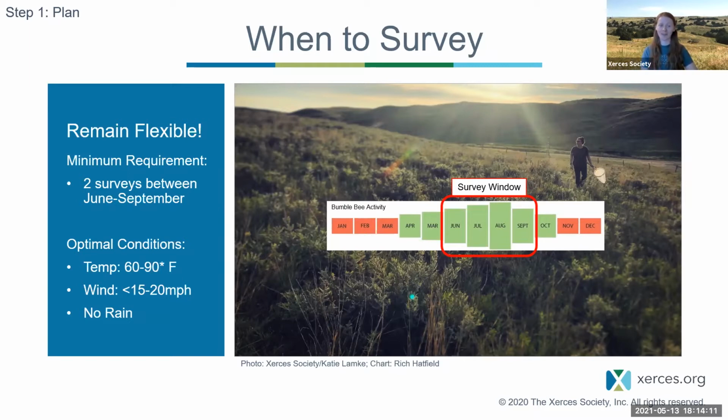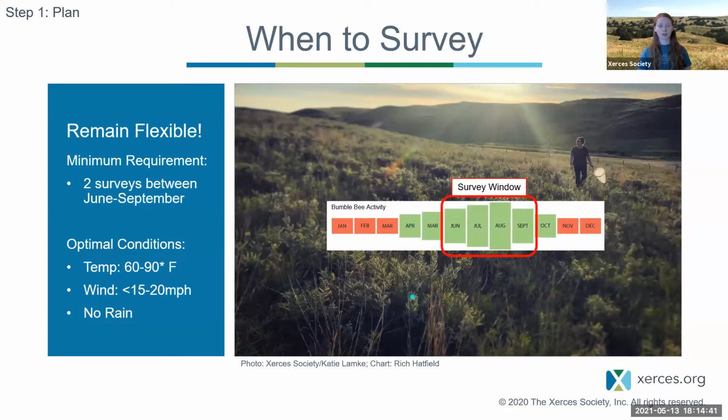When you're choosing a day, you want to choose a day where the temperature is between 60 and 90 degrees. The winds are less than 15 to 20 miles per hour, and it is not raining. If your day is outside of those parameters, try and remain flexible and see if you can go on a different day. Otherwise, it's not very likely that you're going to catch as many bumblebees as you would if you were inside these parameters here.